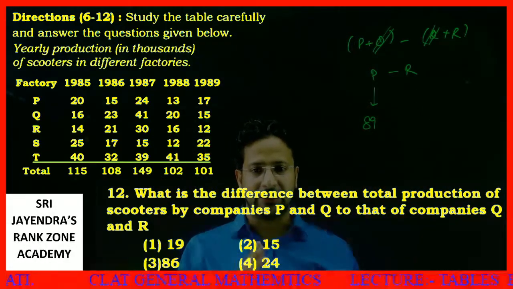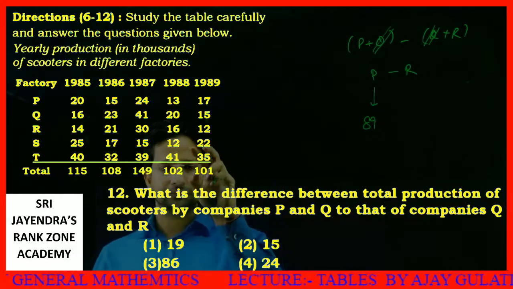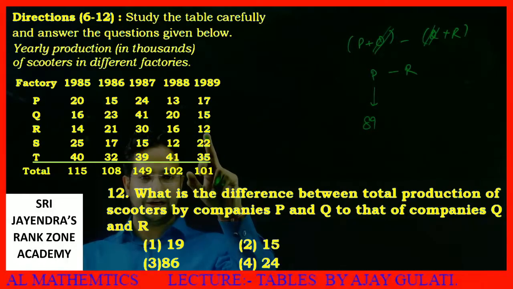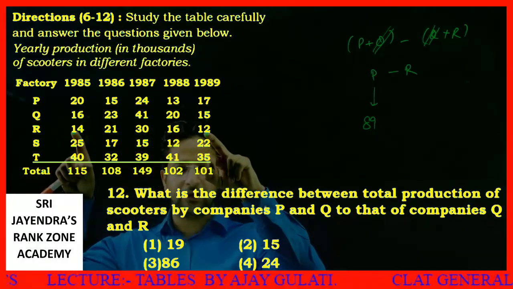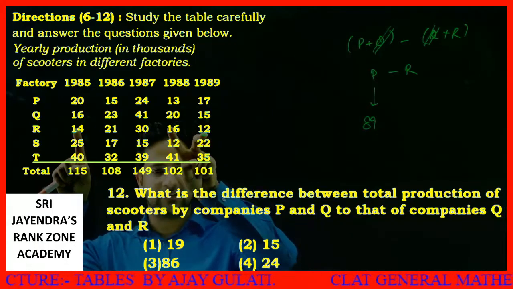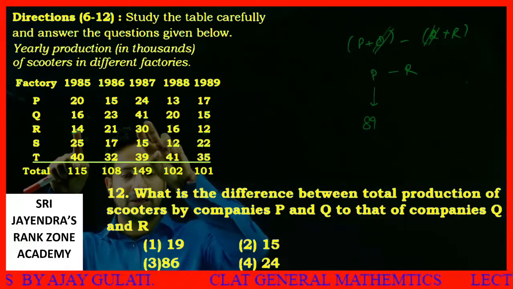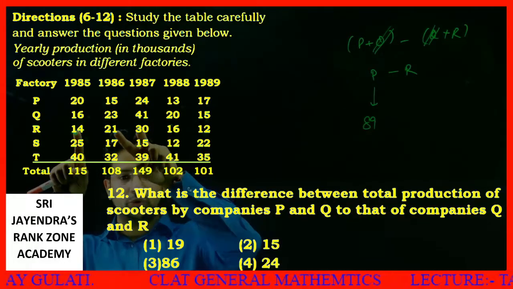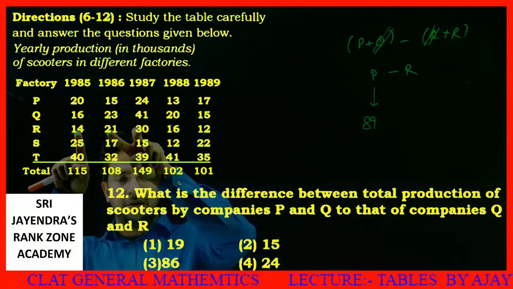Let's add R. 14, 21, 30, 16, 12. How do we add? First of all, I add, let's say, 12 and 14. 12 plus 14, 26. 26 plus 16, 42. 42 plus 30, 72. 72 and 21, 93.